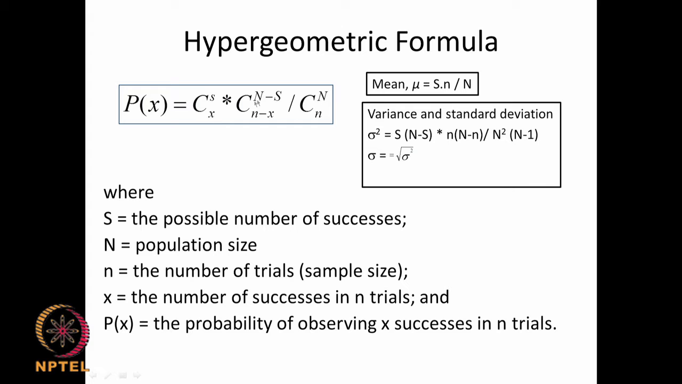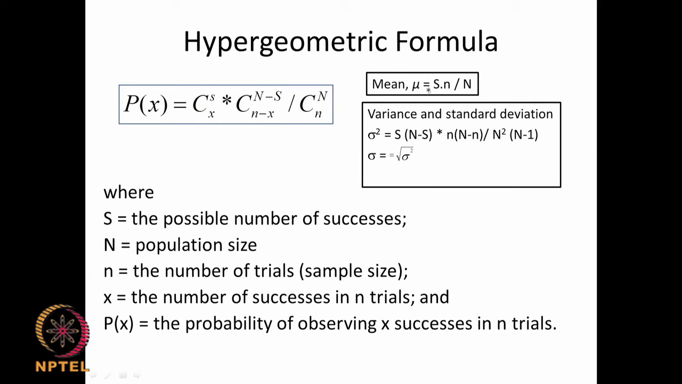C S x, C N minus S n minus x, divided by C N n, where capital N is the population, small n is the sample size, okay. x is the number of successes in the trial, okay. S is the maximum possible number of successes, and this is called the probability of observing x successes, okay.